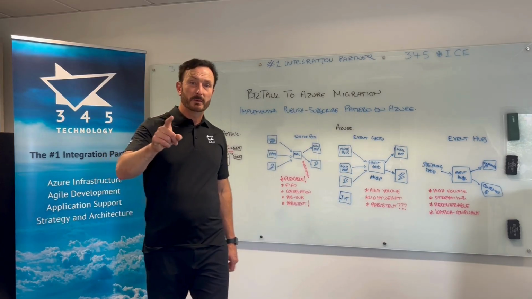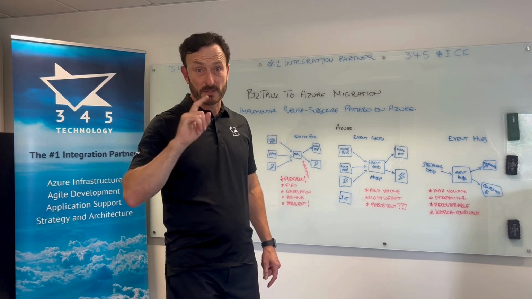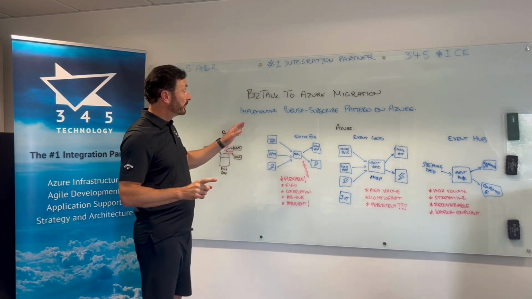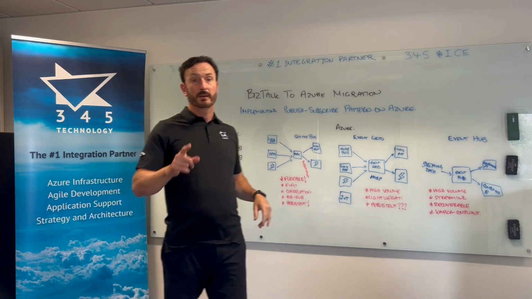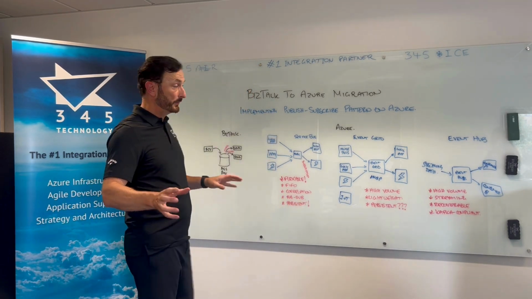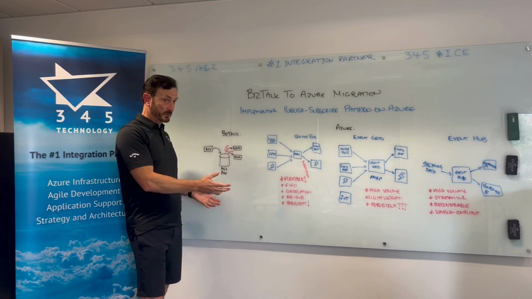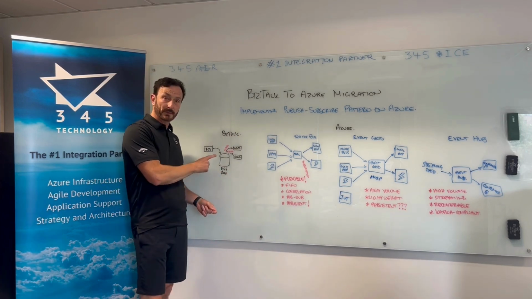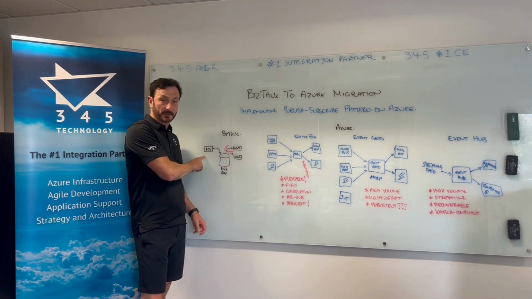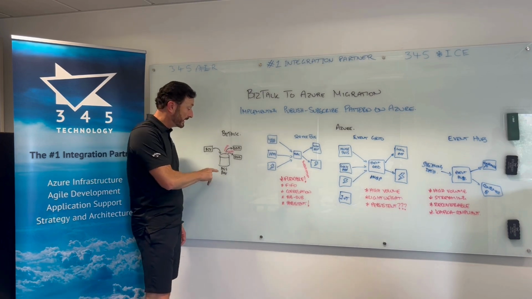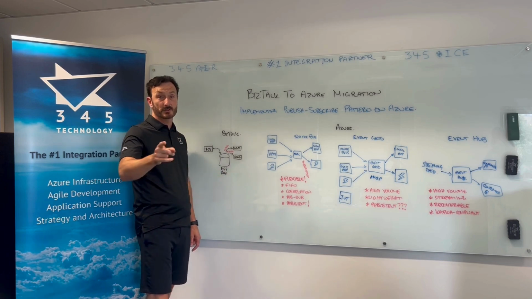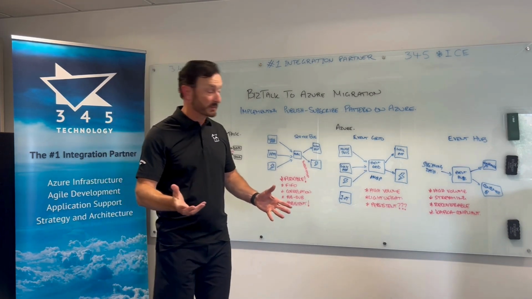Today we're going to continue with our BizTalk to Azure Migration series. And what we're going to talk about is implementing the publish and subscribe pattern on Azure. So if you recall, back in BizTalk days, everything needed to come in through a receive side. So a receive location, receive port, everything had to come in like that. Everything went into the message box, which is just a database.